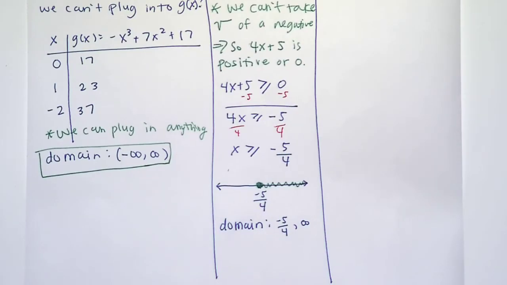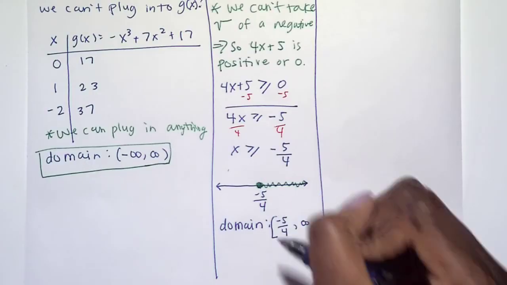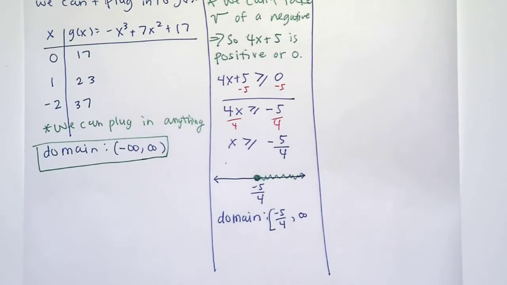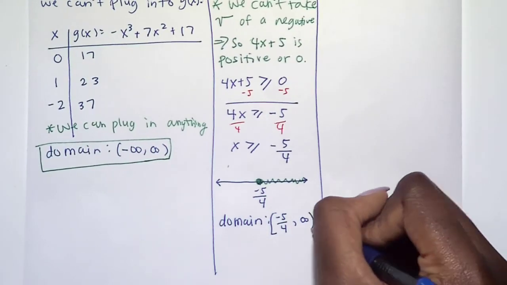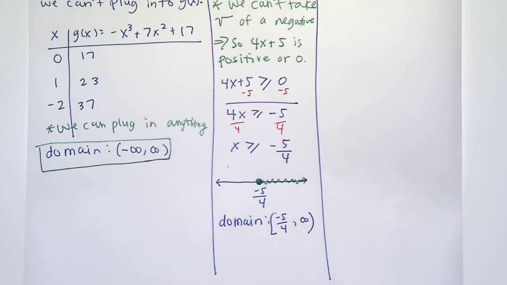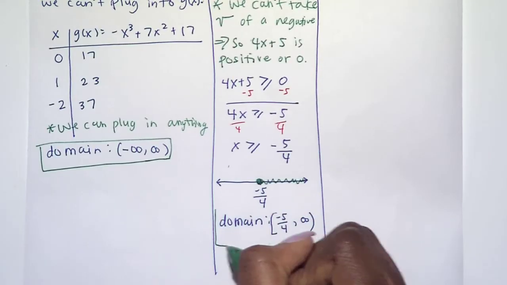All right, so let's talk about what we're going to have. We're going to have a bracket here because we can include negative 5 over 4. And for infinity, we actually never get to infinity. It's not a real number. So we put a parenthesis. So this is our domain.